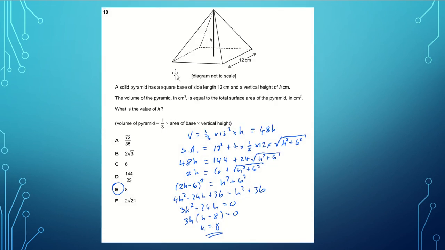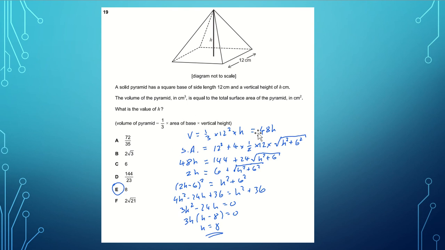19. Solid pyramid has a square base, 12 by 12, vertical height h. The volume of the pyramid is equal to the surface area of the pyramid as a number. So what is the height? Okay, it's very nice of them. They've given us the volume of a pyramid formula, a third the area base times the vertical height. So we can do that.